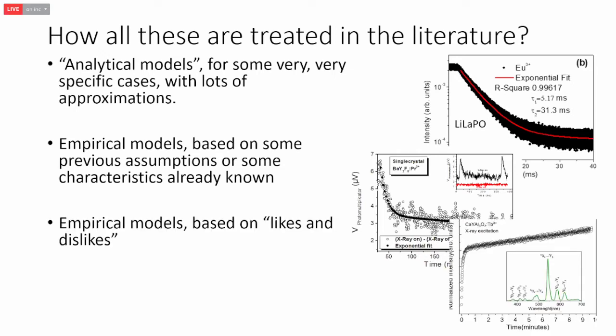There are some other empirical models that are based on, I like this kind of thing and I don't like that, so I am going to use this. It's very common in the literature to find that. Actually, the main books about scintillators normally say that the exponential decay models are used without any proof that this is really what happens. And there are some cases where we don't have any model at all, like this one, where it is very difficult to explain how this behavior happens in the material.